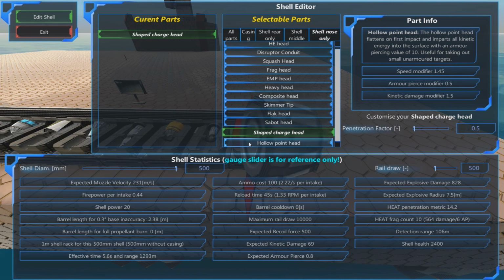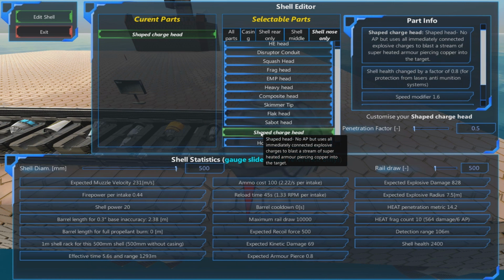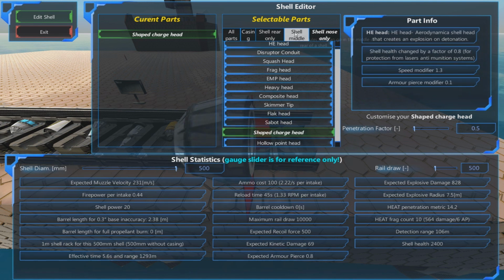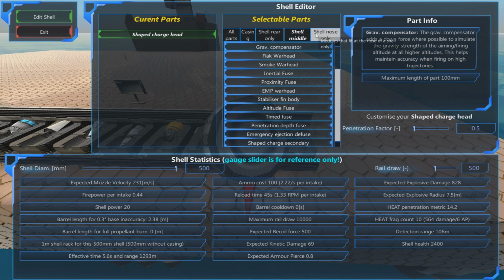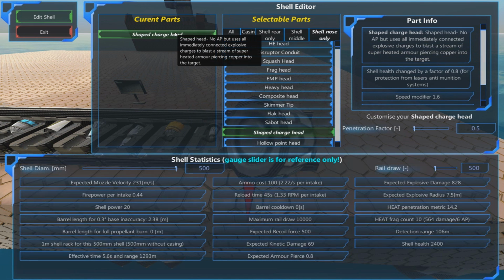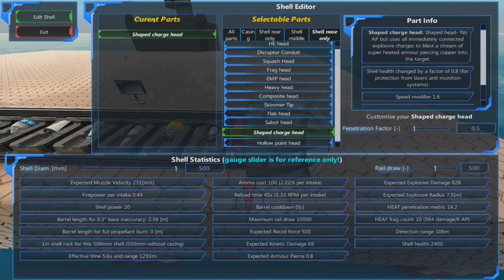This is possibly one of the strongest shell components in the game, and shells that use it are among the strongest in the game, because it doesn't care about armor, it goes straight through it. So, no AP, uses all immediately connected explosive charges to blast a stream of superheated armor-piercing copper into a target. We've already talked about that a little bit, with the Shape Charge secondary. But yeah, this is the big daddy. This is the one where the magic really happens.